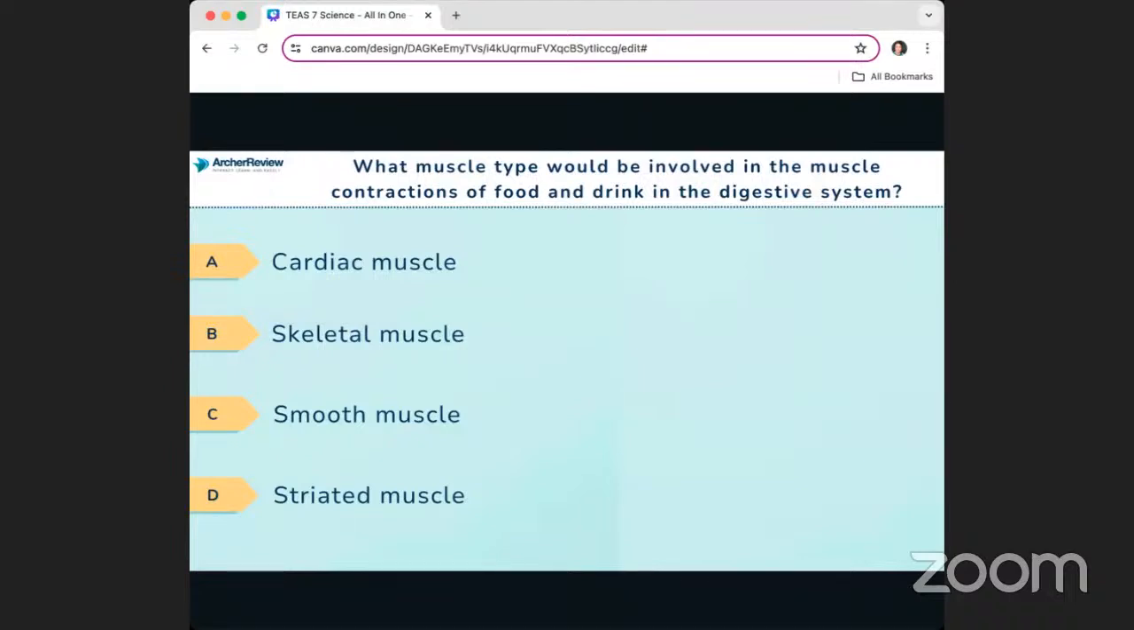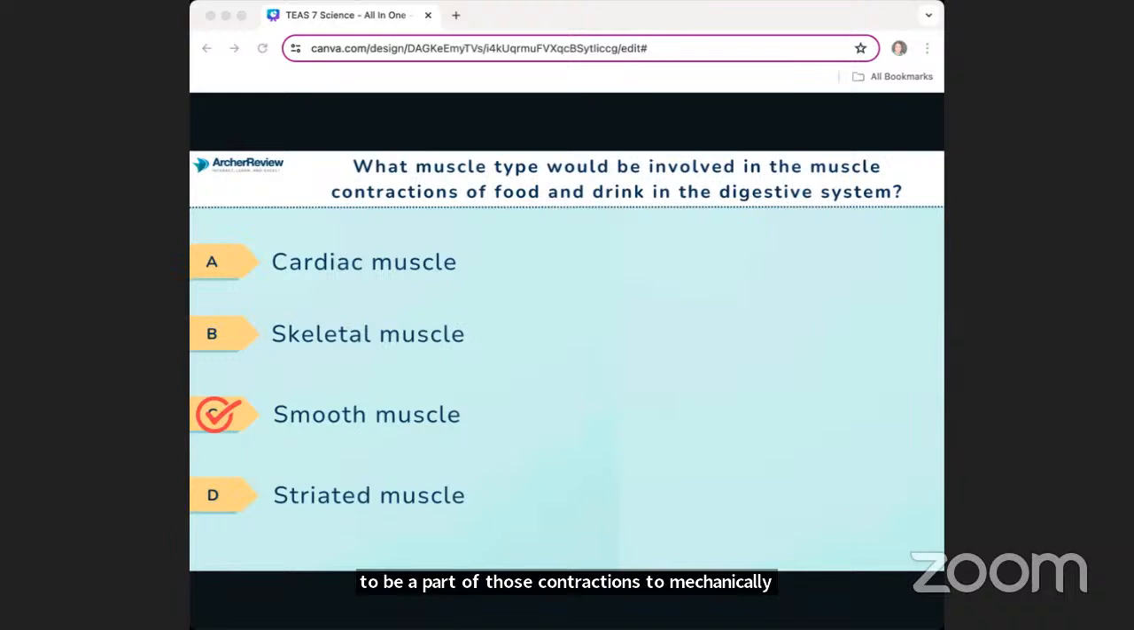Awesome job to those participating. I'm seeing correct answers from everybody so far. So the muscle that would be involved in muscle contractions in the digestive system is C, smooth muscle. Remember, smooth muscle is going to make up your stomach, and it's going to be a part of those contractions to mechanically digest your food.